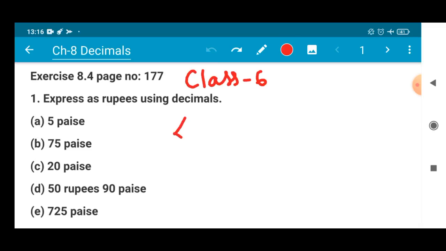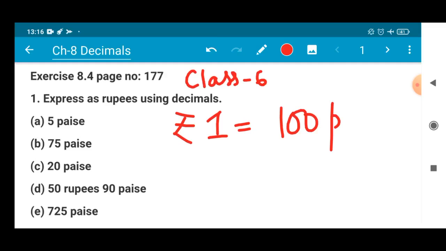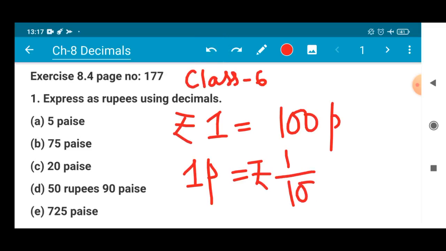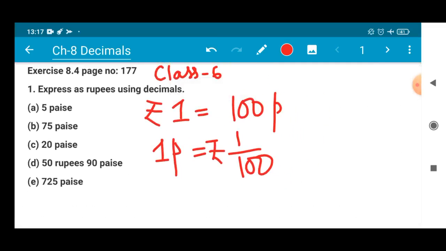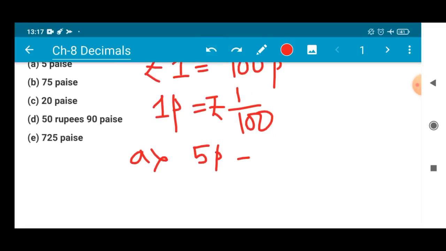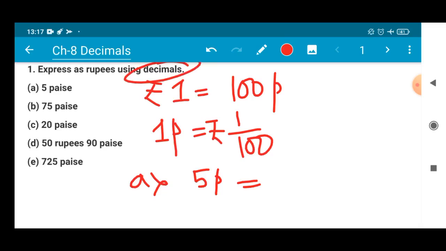You all know the relation between 1 rupee and paise, that is 1 rupee means it is 100 paise, isn't it? So now you have to convert this paise into rupees. Also we should know that 1 paise is equal to 1 by 100 rupees, isn't it? 1 by 100 rupees. This should be noted down. So we have to express this 5 paise. We got that 1 paise is equal to rupees 1 by 100. Now what is 5 paise in rupees?